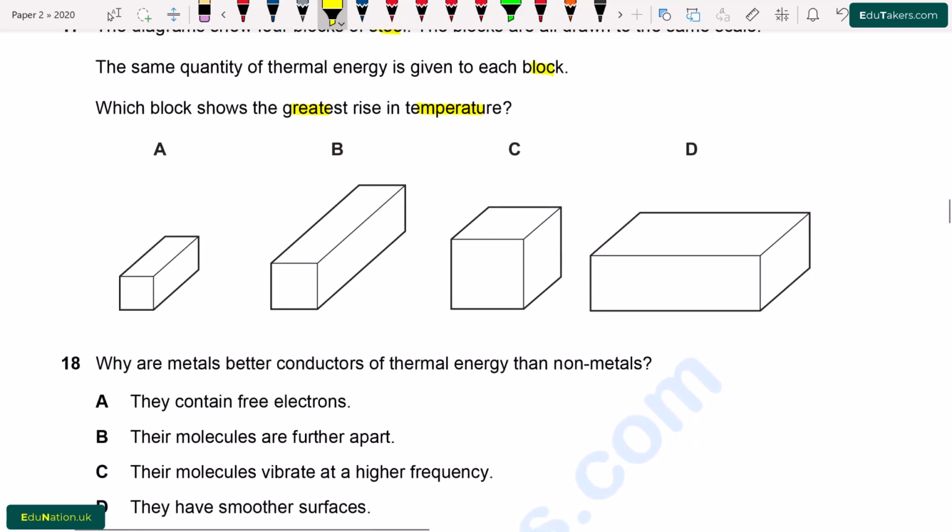So first of all, here are 4 blocks A, B, C and D. We see that the volume of the block A is small as compared to block B, C, D. So the amount of heat energy transferred to this block easily. So it has greater rise in temperature. So option A is correct because you can supply heat to the block A easier due to its smaller volume. That's why it shows the greatest rise in temperature.